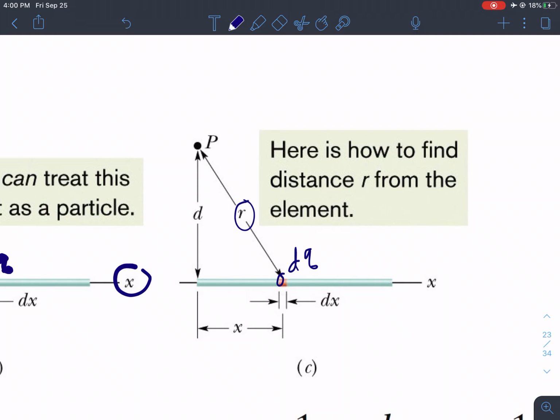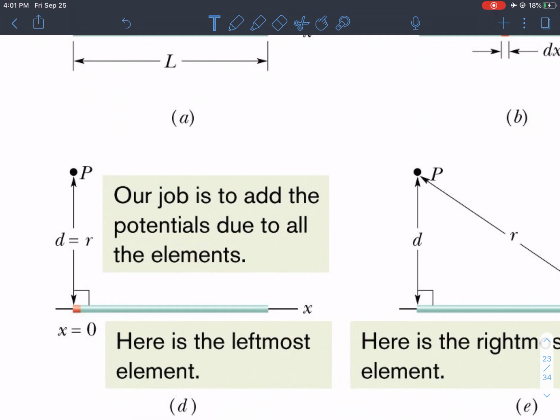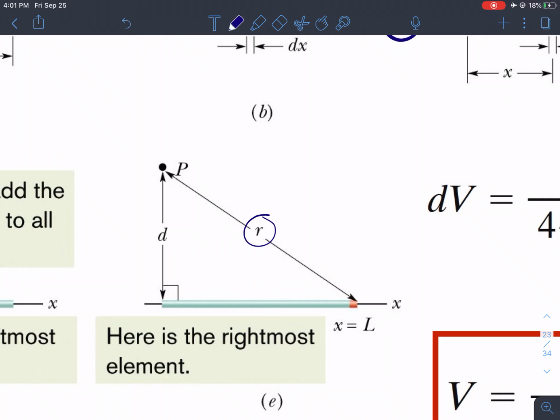So instead of q, you have a dq, and the next step is to add the potentials due to all the elements. We need to scan through this rod, and you start from the leftmost element. That tells you the intervals, and this means your r is simply d. That was the value when you are at the leftmost dq. Then you scan through it, and if you go all the way to the right side, your r becomes this r.